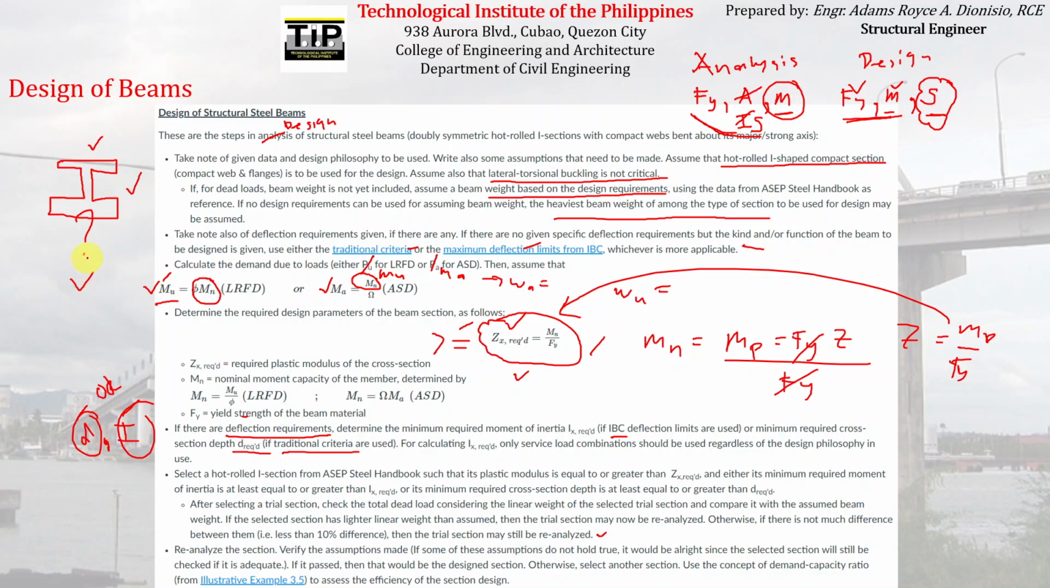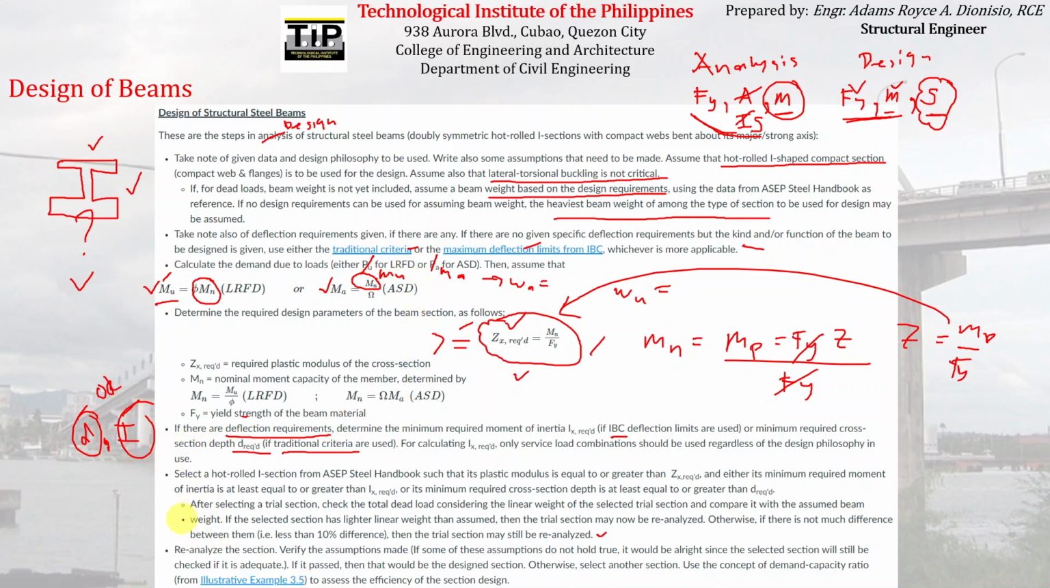But if the total weight of the section that you have chosen is greater than your assumed beam weight, then there is something wrong with your design, so you have to redesign. You have to repeat the design process.